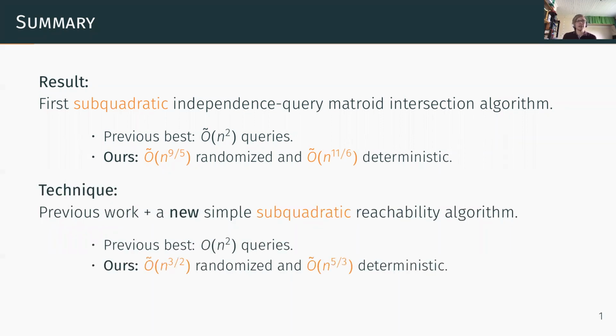How we do this is that we note that previous work lets us focus on a specific graph reachability problem. And for this graph reachability problem, we give a new and simple subquadratic algorithm. For this reachability problem, the previous best was a quadratic number of queries, and ours is either n to the 3/2 randomized or n to the 5/3 deterministic.